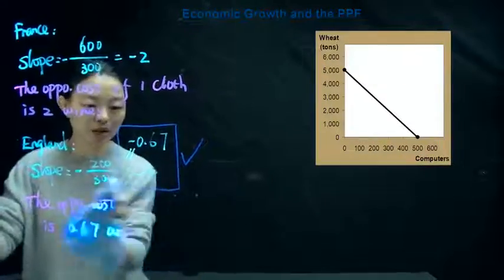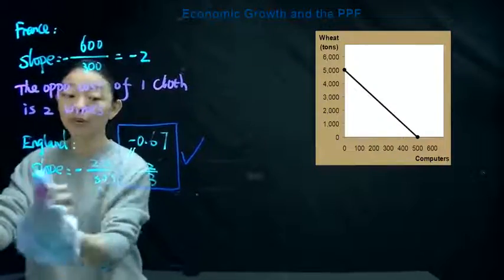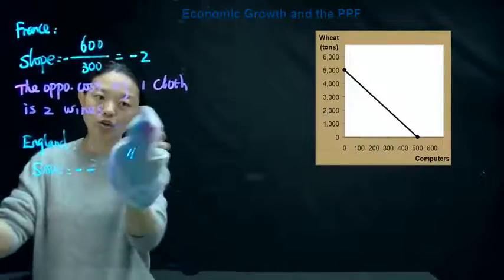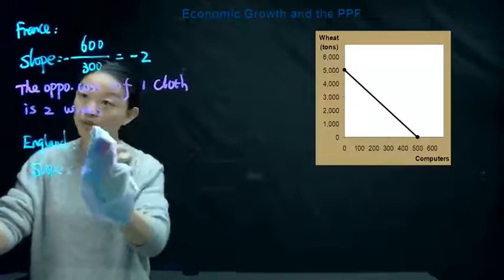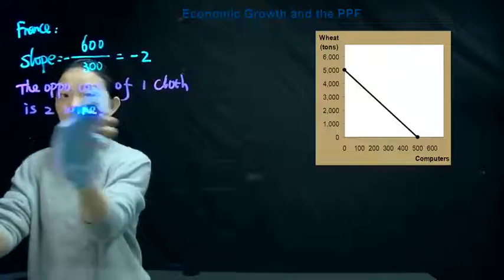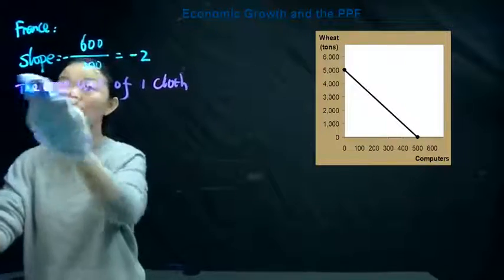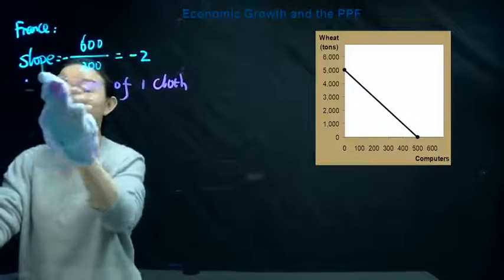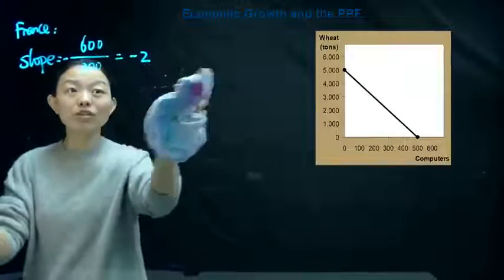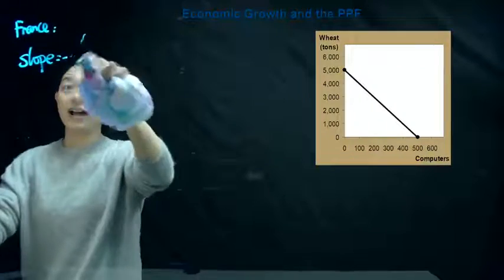So let's move on to something new about the PPF, okay? Do you still remember when we talked about the PPF, we said there are several assumptions, right? We produce only two goods, and then we produce based on the available resources and the available technology, right? So there are three assumptions: two products, fixed technology and fixed resources. If the assumptions change, what will happen to the PPF?